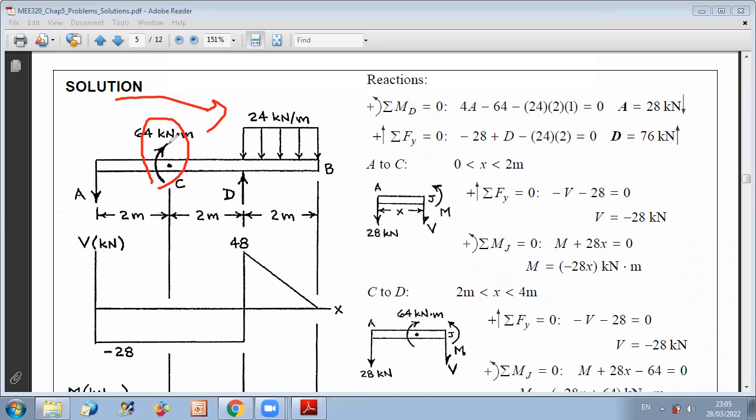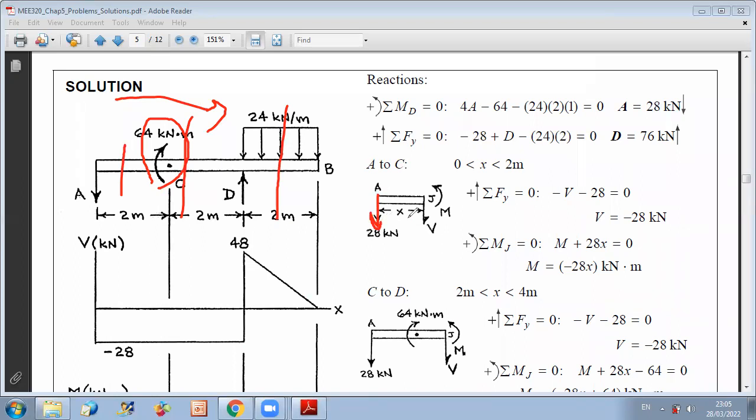Now, if you want to use the section method and find an expression of V, you need one expression from A to D, because there is no change in forces from A to D, and another one between D and B because you have the distributed load. So if you want to get, for the first section, from A to C, the expression of the shear, then all you have to do is to do a cut. So if you do a cut between A and D, you just have the AY reaction, which is downward.